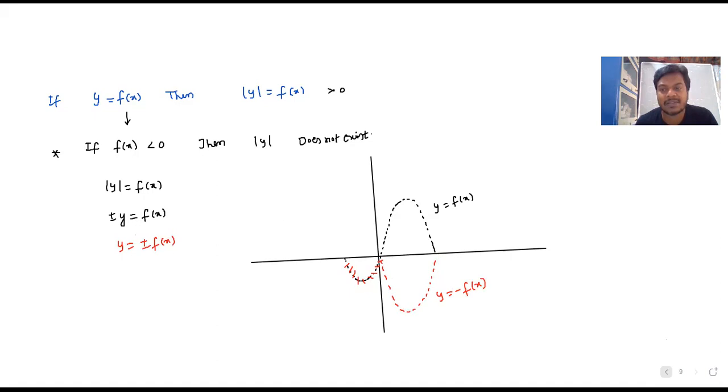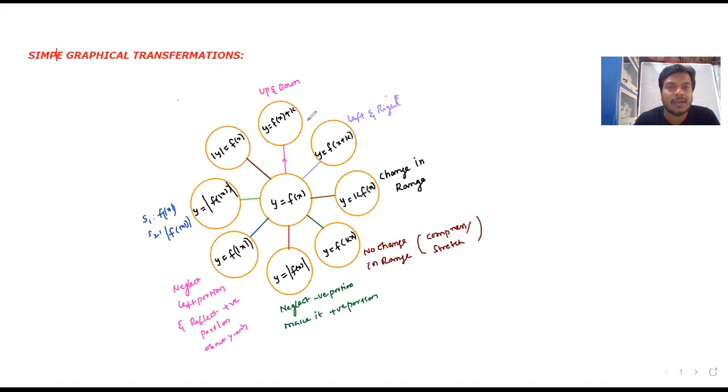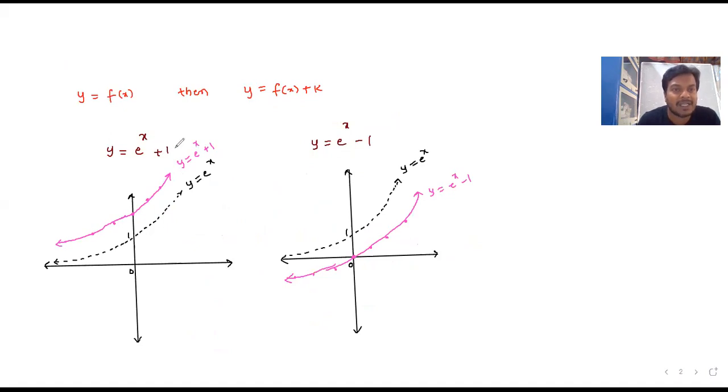observe all the graphs at a glance. When you have y equal to f of x plus k, you have to remember ups and downs, right? Here, f of x negative does not exist, remember. And then y equal to plus or minus f of x. Yes, first graph, y equal to f of x plus k. That means, observe, when you have plus 1, move the graph 1 unit upwards. When you have minus 1, just move the graph 1 unit in the downward direction.